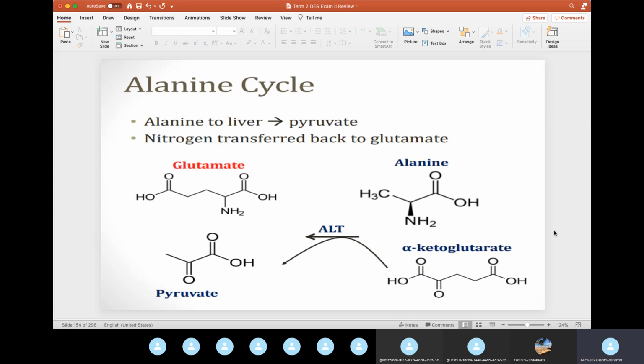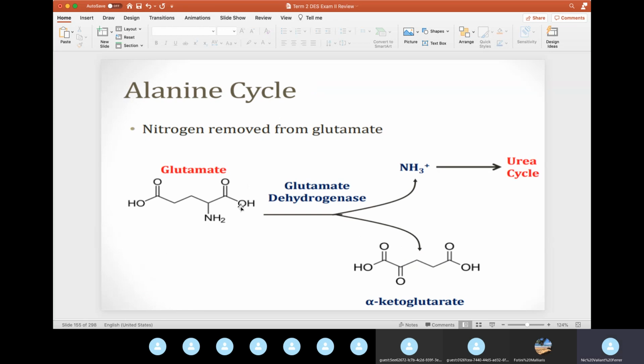Okay, so what happens next? From alanine to the liver to make pyruvate, and then the nitrogen is transferred back to glutamate. And then from glutamate, the nitrogen is removed via glutamate dehydrogenase. The NH3 plus is going to go to the urea cycle, and the remaining glutamate becomes alpha ketoglutarate. So question, between the two, your alanine cycle and your glutamine synthesis, what is common?